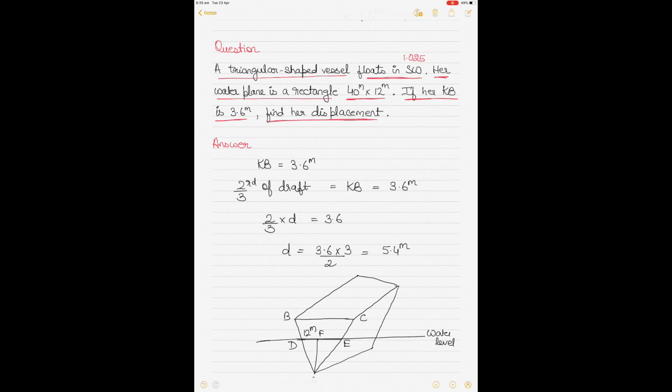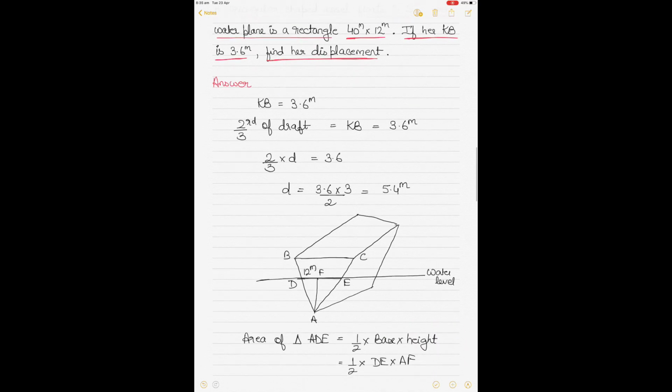Alright, so now this time the center of buoyancy is given to you. When the center of buoyancy is given to you, and you know that for a triangular shaped vessel the center of buoyancy is located about 2/3 of the draft, as I showed above, you can find the draft. You have the draft, you have the length and width of a water plane, which is a rectangle, you have the density, and you have to find the displacement.